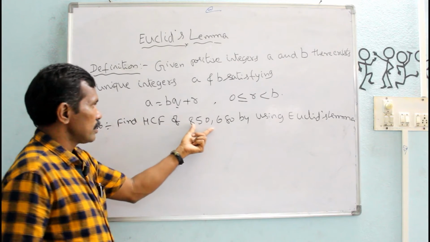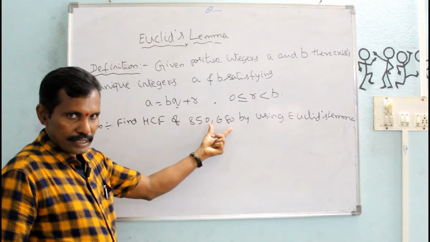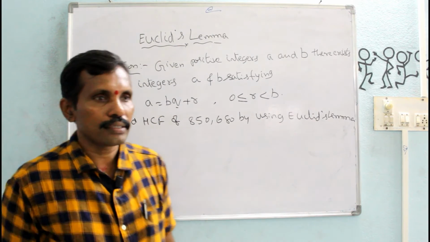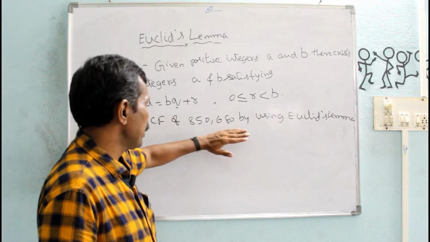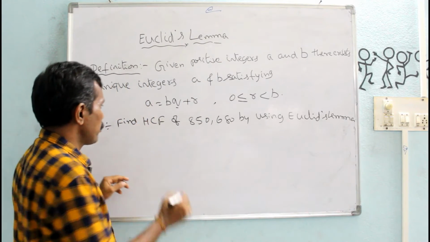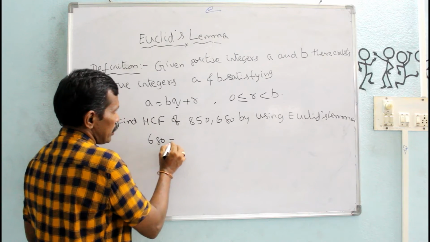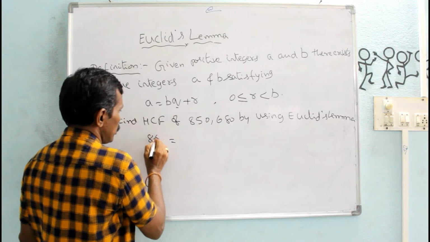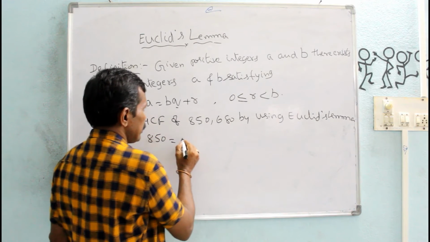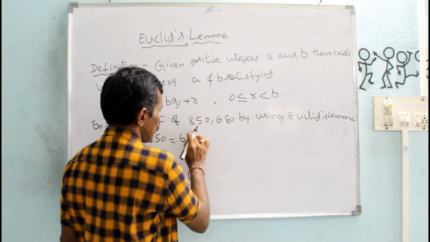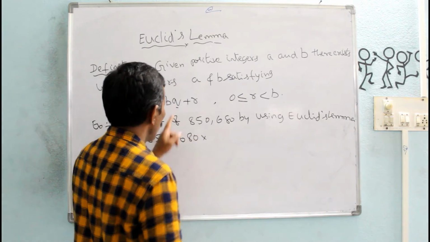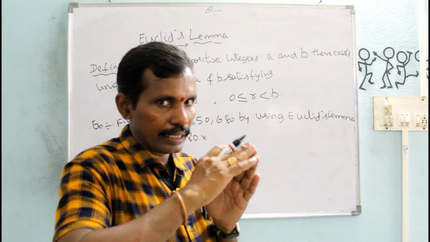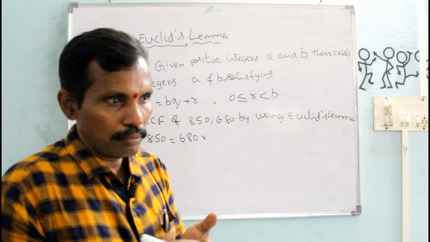So take this one example, 850 and 680. So this is the dividend. Always we take the big number as a. 850 equals 680 into quotient. Quotient means what? It is nothing but the result after the division, that is called the quotient.